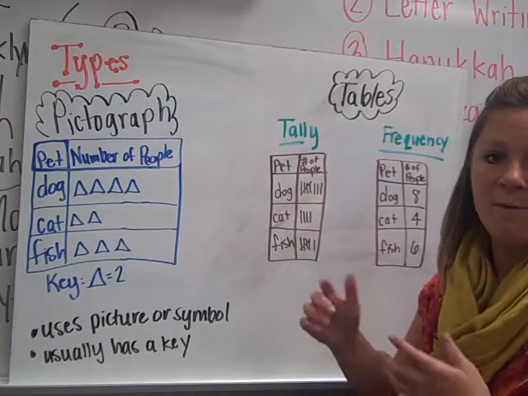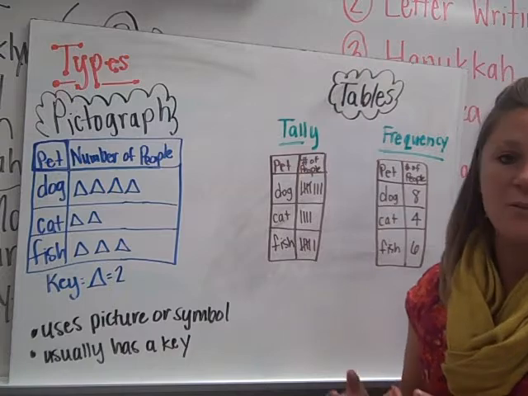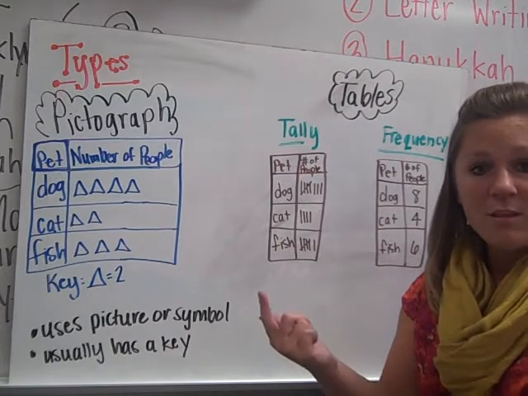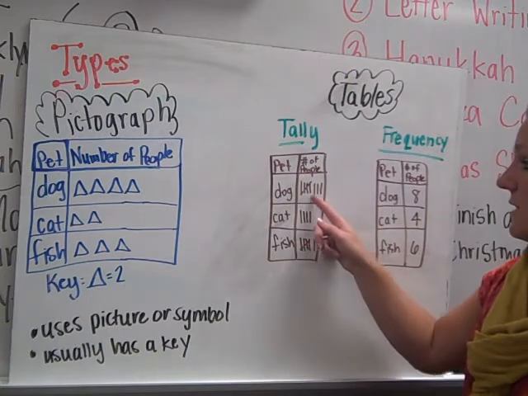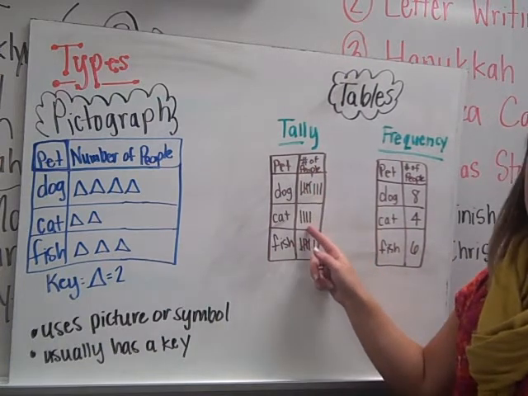So let's pretend that we're in class and I say, raise your hand if you have a dog. We would look around the room, and for every hand we see, we would make a tally. Okay? So here's the same data as before, but in a tally format.